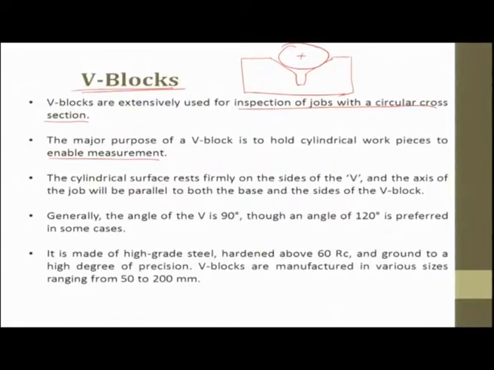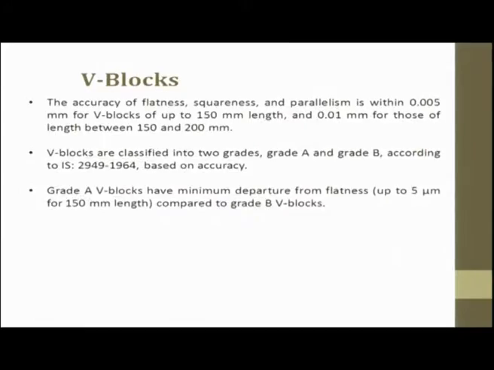A cylindrical surface rests firmly on the sides of a V, and the axis of the job will be parallel to both the base and to the sides of the V block. Generally, the V is 90 degrees. You also get 120 degrees in some cases. Here, it is made out of steel, which has a hardness of 60 Rc, and then it is ground. It varies in size from 50 to 200 millimeter.